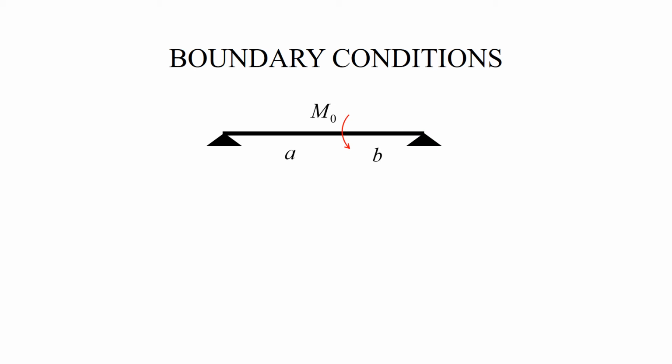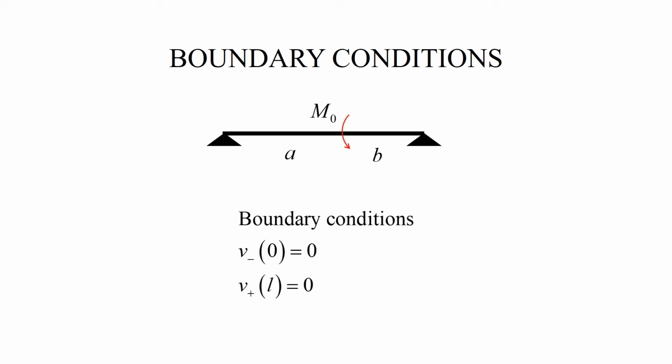First, let us re-examine the boundary conditions. The boundary conditions are imposed at 0 and L, where, of course, we have to acknowledge that at 0, the solution is given by V minus. At L, it is given by V plus, and therefore we write V minus of 0 and V plus of L. Both of them are equal to 0.